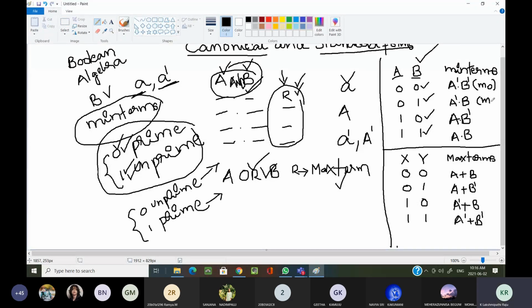Please note down this table. Minterms we are representing by using small m: minterm 0, minterm 1, minterm 2, and minterm 3. If we consider two variables, these are the minterms. Now see one more point. You have to remember this, don't forget it. The order won't change. Why? Because if you change the combination order, then definitely your minterms will change.